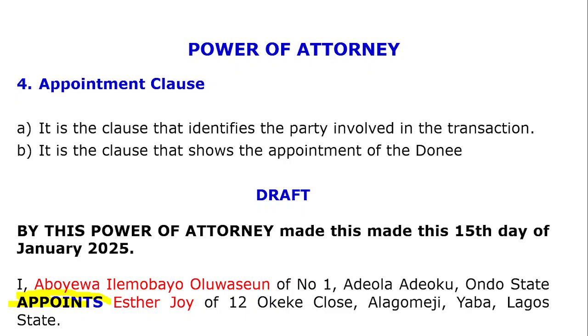Now, in case you are asking, what if the donor is a company? Then watch the video again where I showed you how to draft the various persons that may be involved in a transaction. That's what you're going to apply. If it's a company that is a donor, that's how you will draft it. But here we are using that of a natural person. So this one is: I, Aboyewa Ilemobayo Oluwaseun of number. This is just how to draft it for a natural person. What if it was a company? There's how to draft it. The link to that video is attached, check it under the link of this video, and then you watch how it should be drafted.